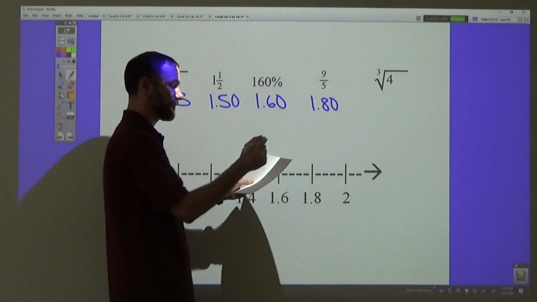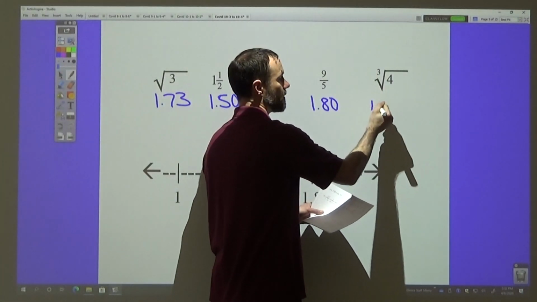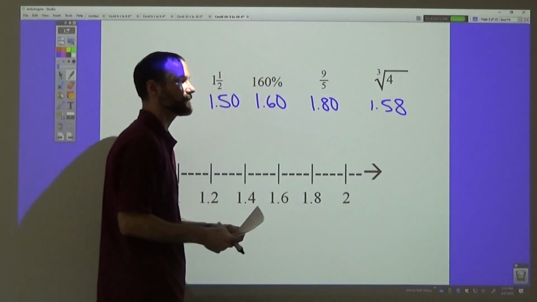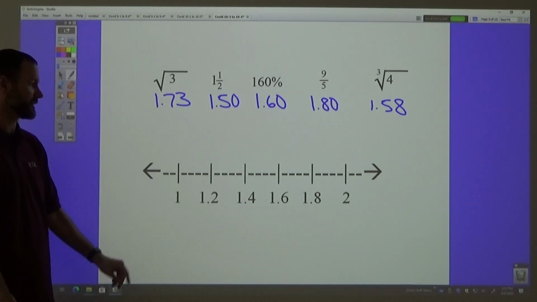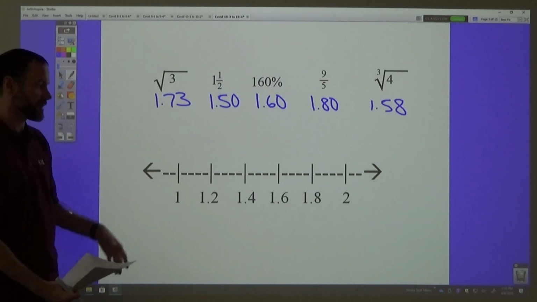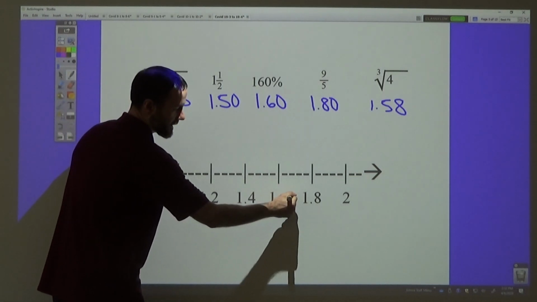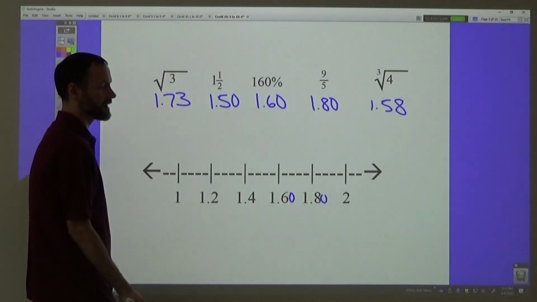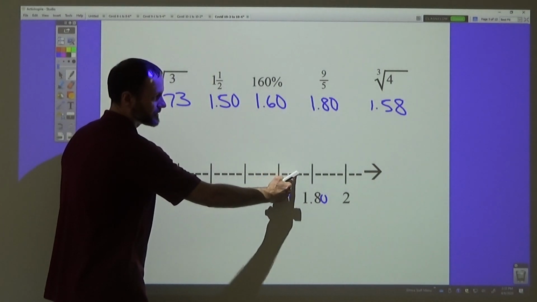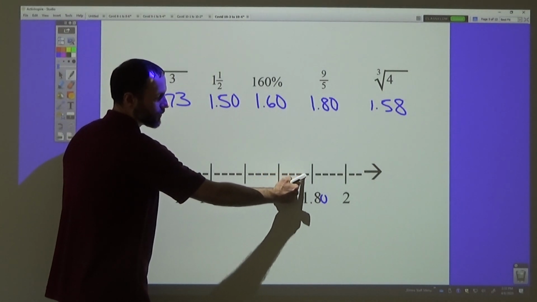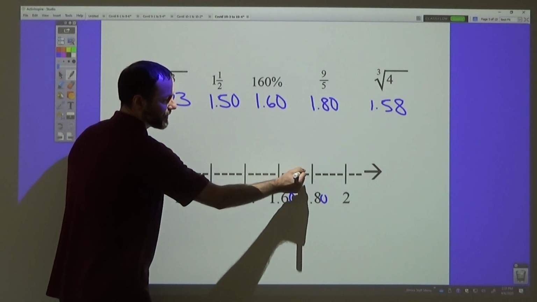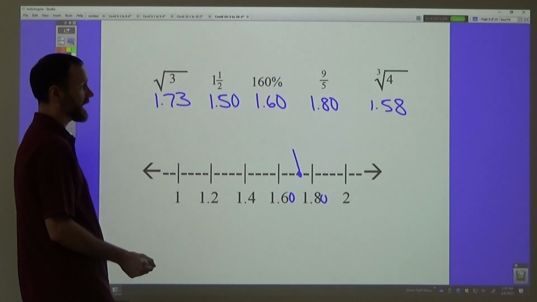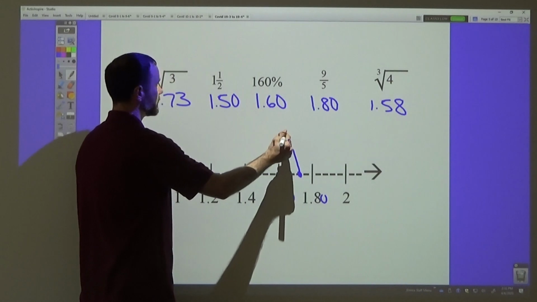The cube root of 4. It is a big long number, but because we're estimating, I'm just going to make it look like money, 1.58 approximately. So $1.73. Well, here's $1.60, here's $1.80, $1.70 would be right in the middle, $1.75 would be right here, so 1.73 on that third little dashed line, that would be where 1.73 goes.